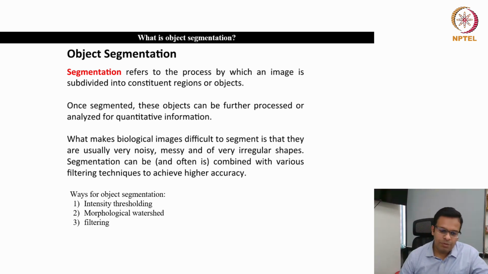Object segmentation is the same thing. Segmentation refers to the process by which an image is subdivided into constituent regions or objects. Once the image is segmented, these objects can be further processed or analyzed for quantitative information. What makes biological images difficult to segment is that they are usually very noisy, messy, or of very irregular shapes, and segmentation can be combined with various filtering techniques to achieve higher accuracy. There are different ways of segmentation that we will discuss in today's workshop.